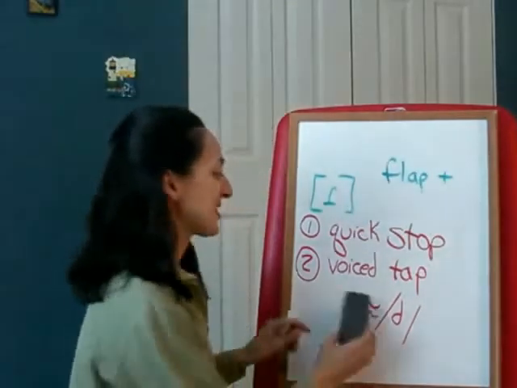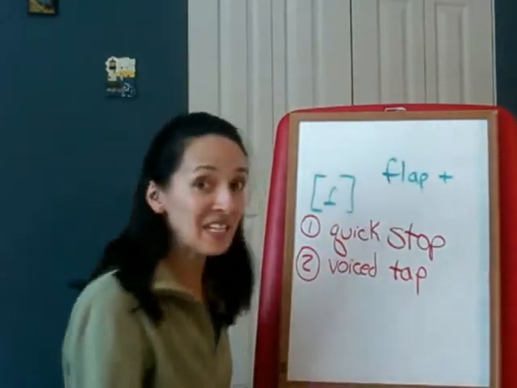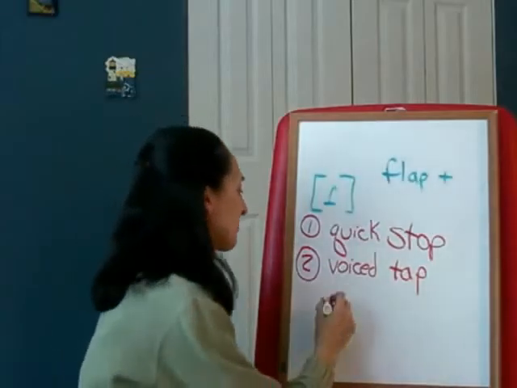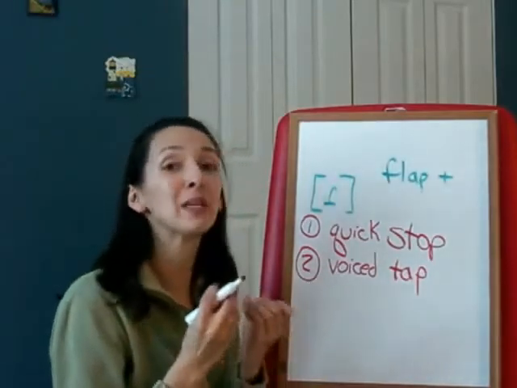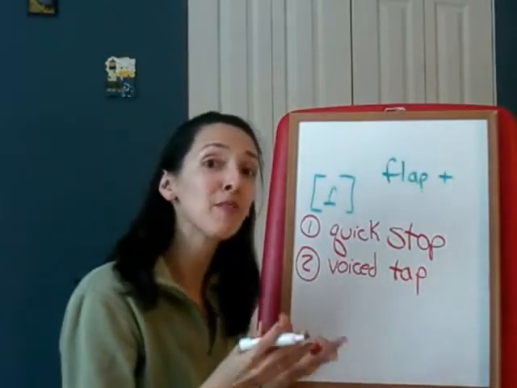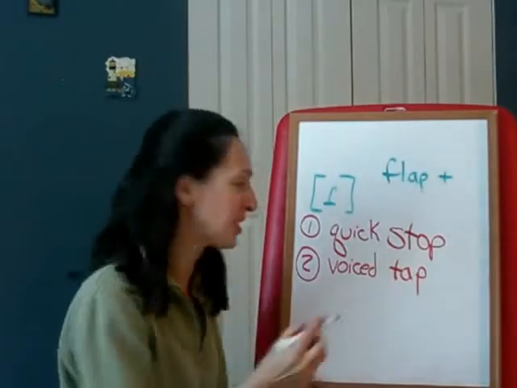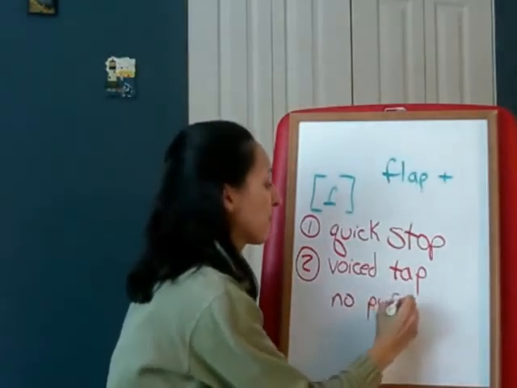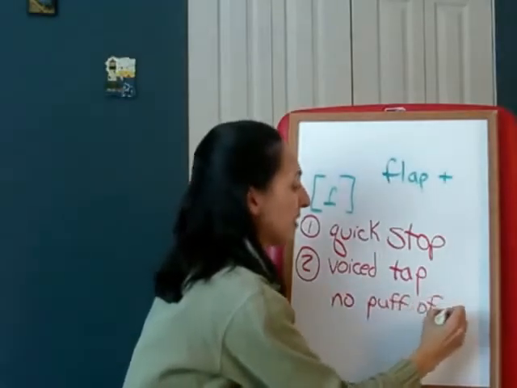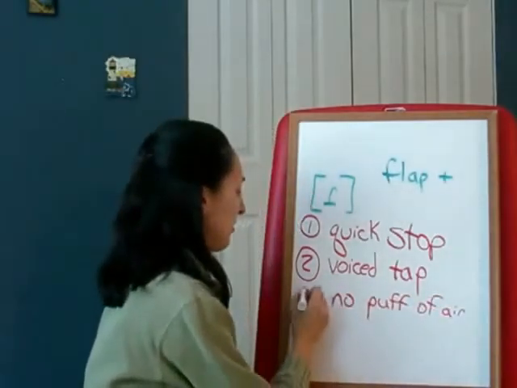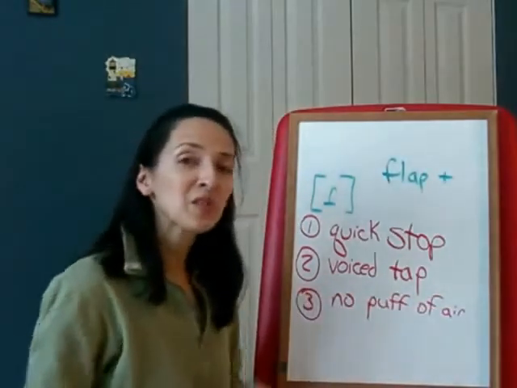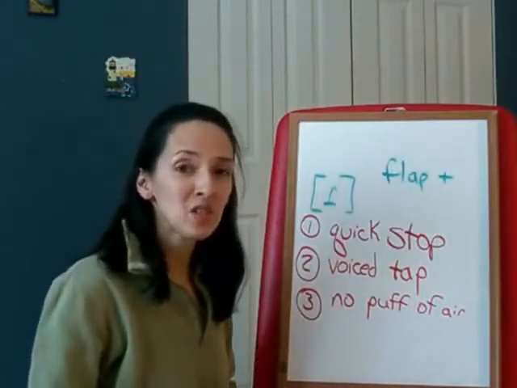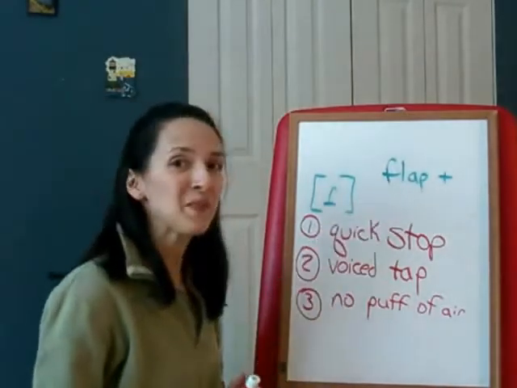Now, because it sounds like that D, a voiced consonant, you will not have that same release of air, that same puff of air that we had with the true T. So let's note that. No puff of air. So note these three things that we need to do to make the flap T.